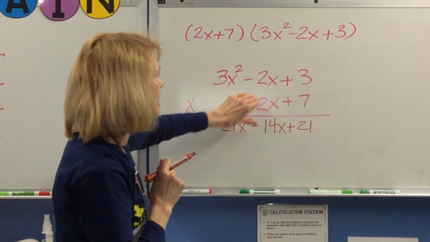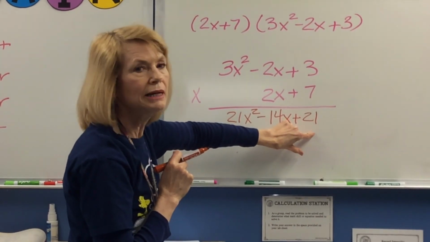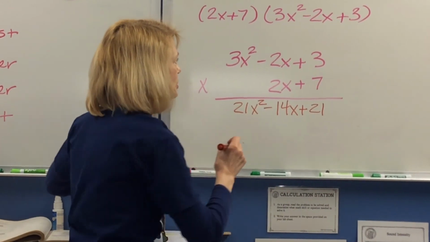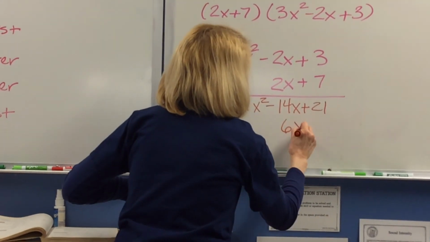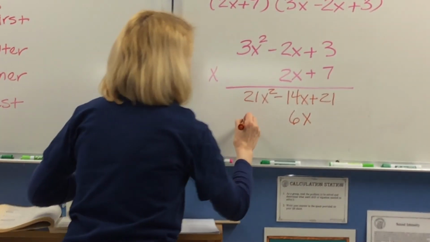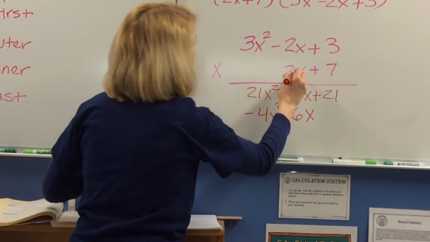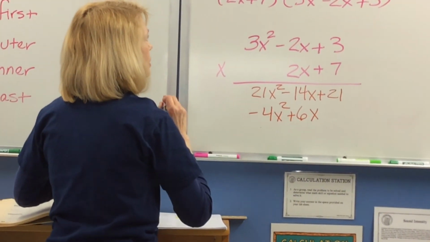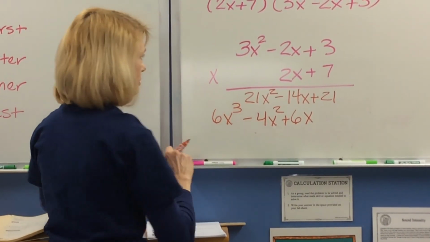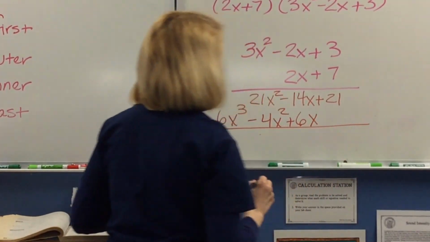Okay? Now I'm going to do the same thing using the 2x. Well, I don't have anything to put down here that's just a constant, so I'm going to start over here. 2x times 3 is 6x. 2x times negative 2x is negative 4x squared. And then 2x times 3x squared is 6x to the third. Okay, now I can just add my like terms together and get an answer.